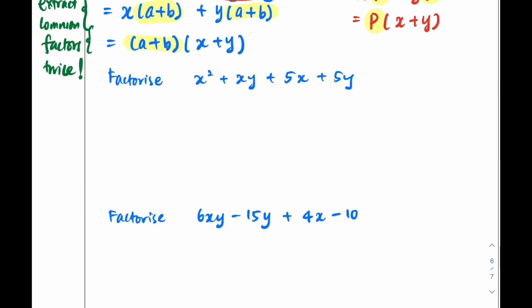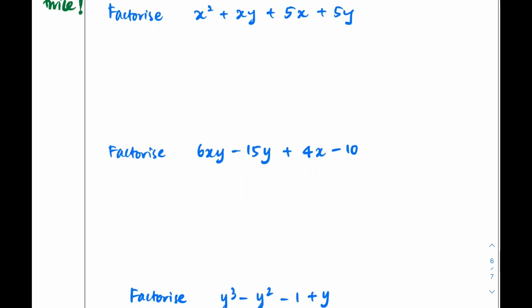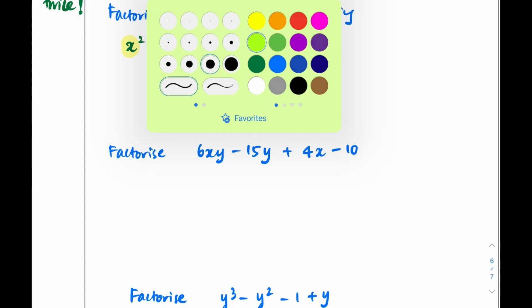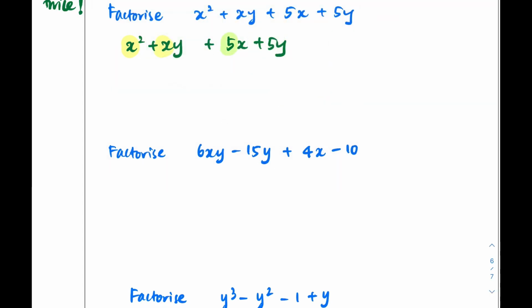Let's try another example. In this second example, again we have two groups, x squared plus xy and 5x plus 5y. Can you identify what is the common factor in the first group? It is none other than x. How about the common factor in the second group? Can you see that it is 5? So now let's try to extract the common factor within each group.